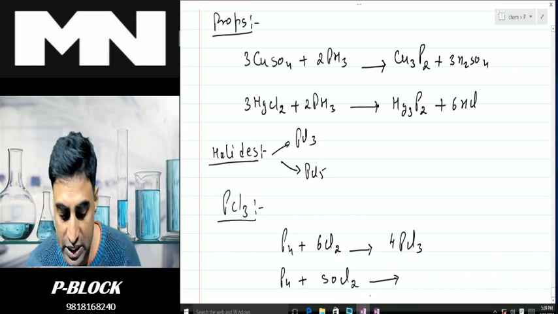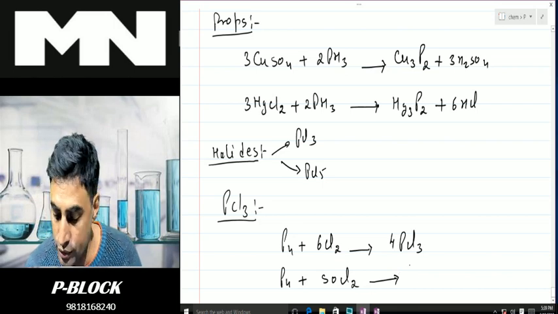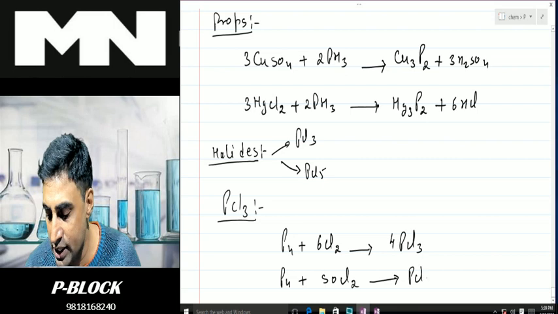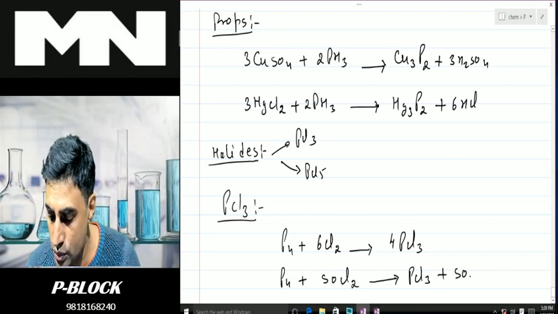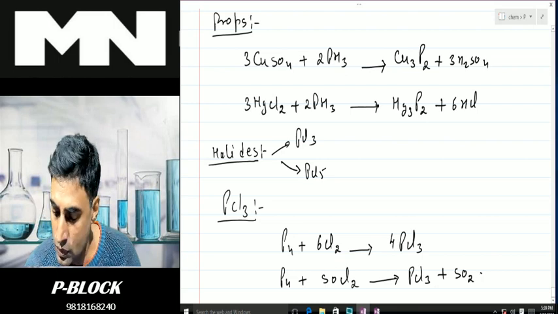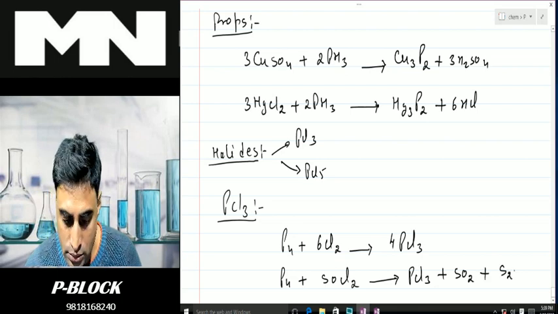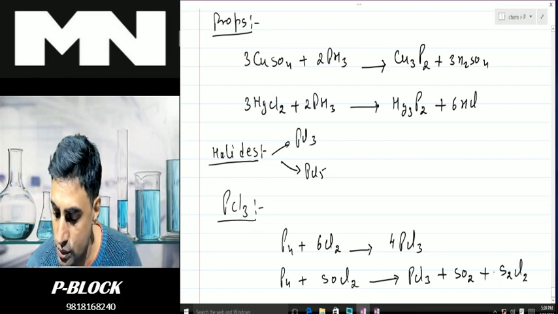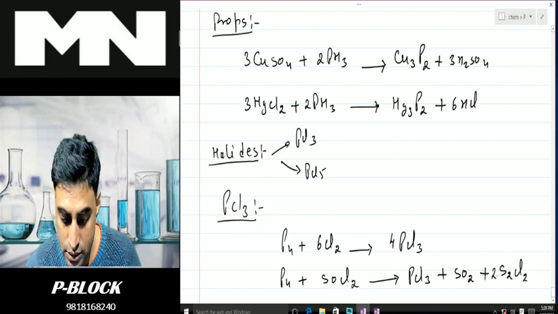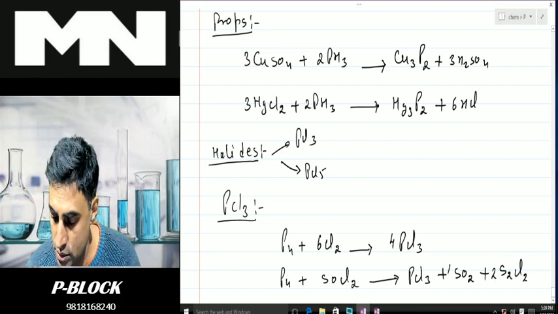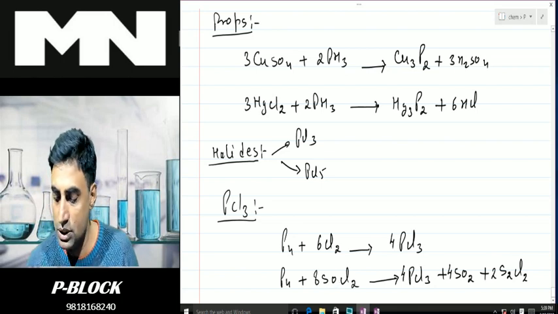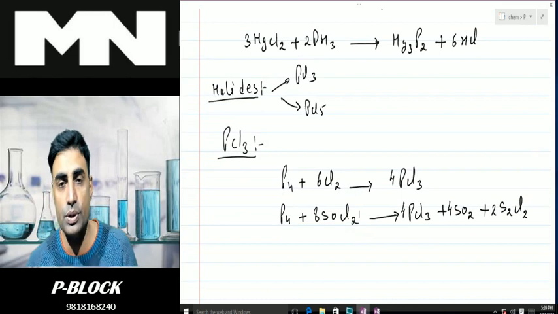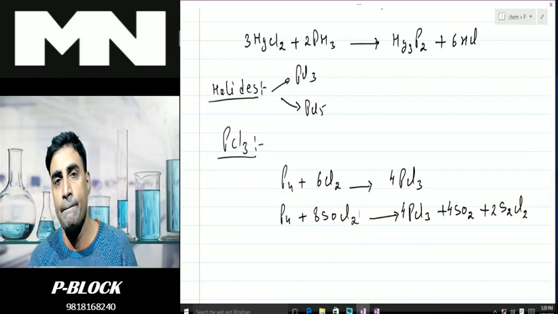SOCl2 you have used in organic chemistry. You will get PCl3 along with SO2 and S2Cl2. So let me balance it. So this is how the reaction will proceed. This is how you can prepare PCl3.